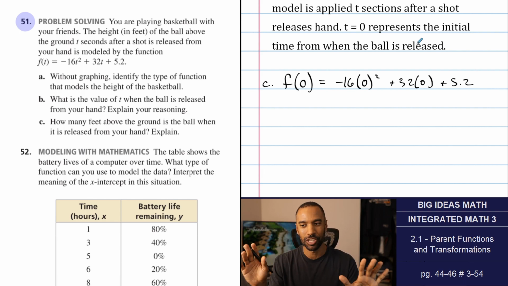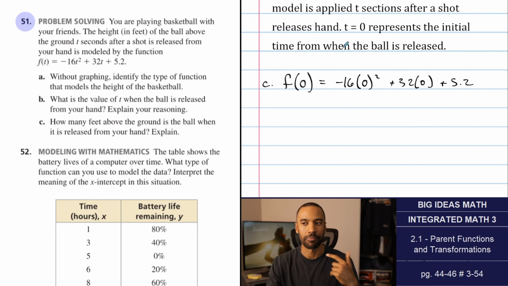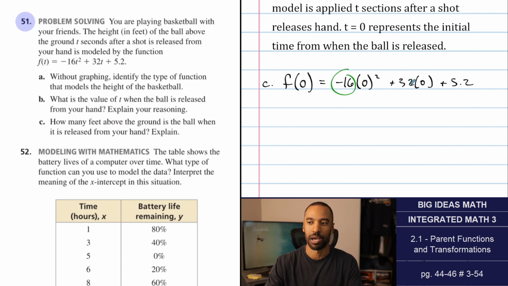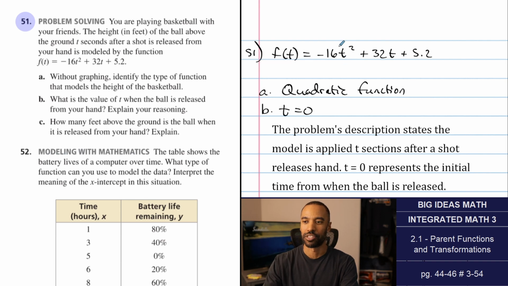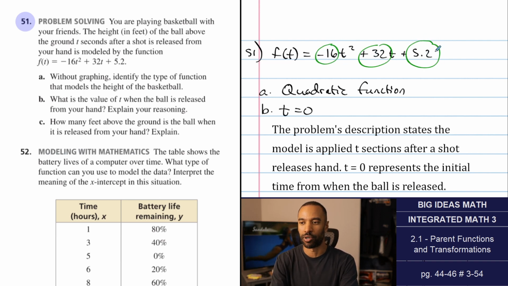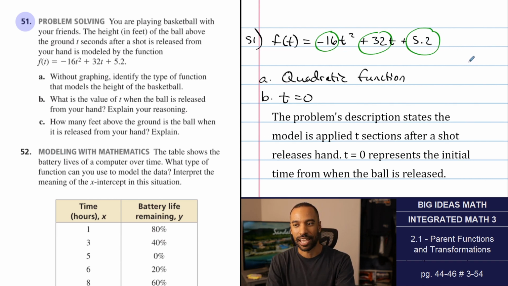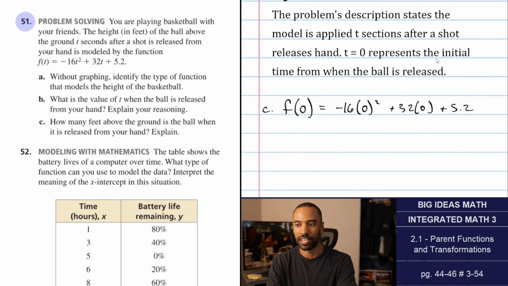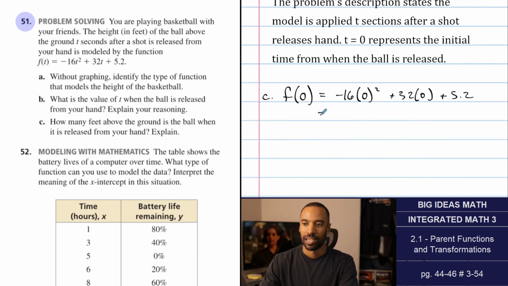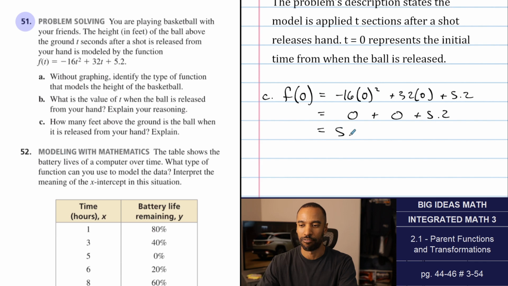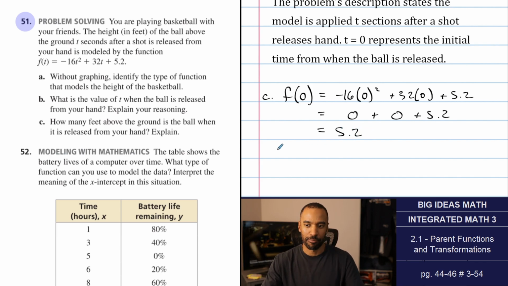So none of these really apply to this except what I wanted to talk about with how this number, this number, and this number are represented. We're not going to get to answer all 3 in this question. We just get to answer one of them, the last one. -16 times 0 squared is 0. 32 times 0 is 0. And 5.2 added to those is 5.2. f of 0 equals 5.2.